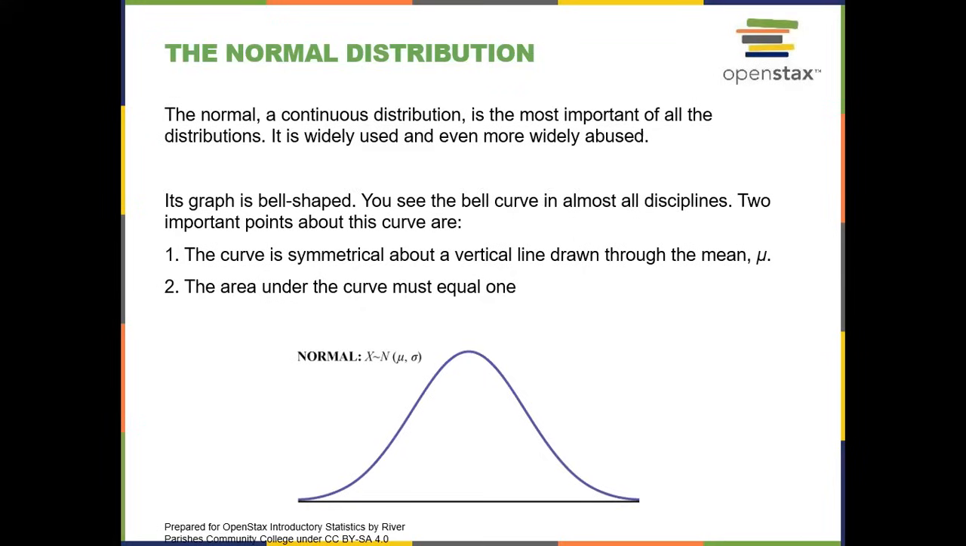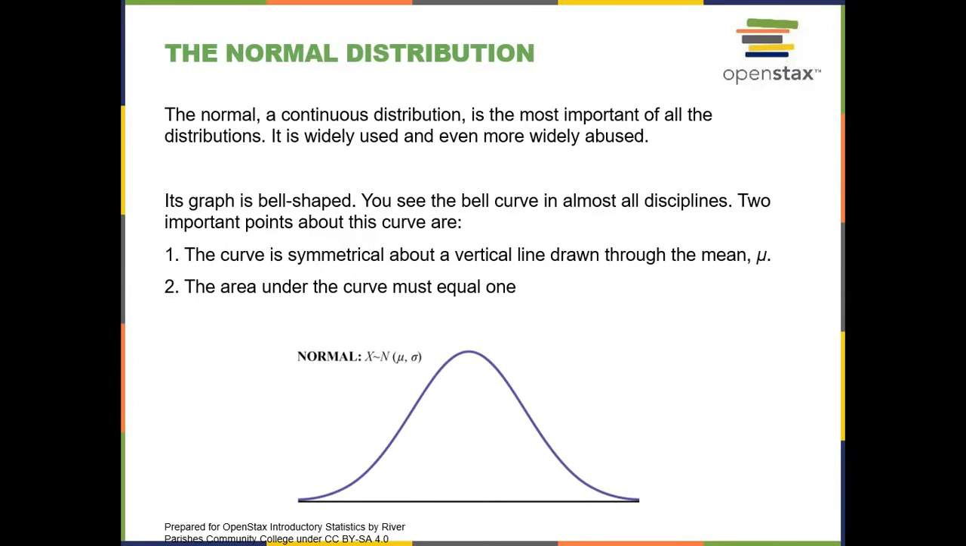Two important points about this curve: the curve is symmetric about a vertical line drawn at the mean mu. The mu is at the center. The center is the mean, where the peak is the highest. If you draw that vertical line at the center, you have two equal halves. The left half is equal to the right half, and that is called a symmetrical curve. The area under the curve must equal 1.